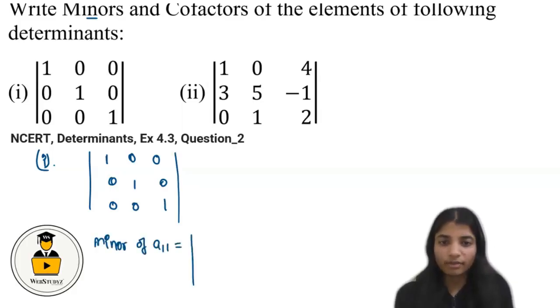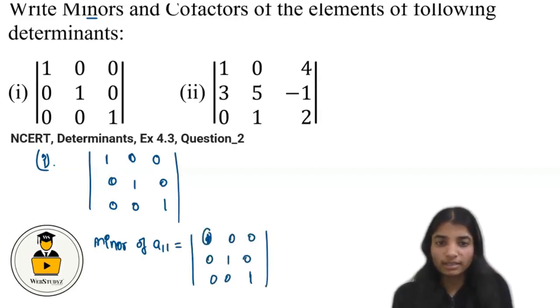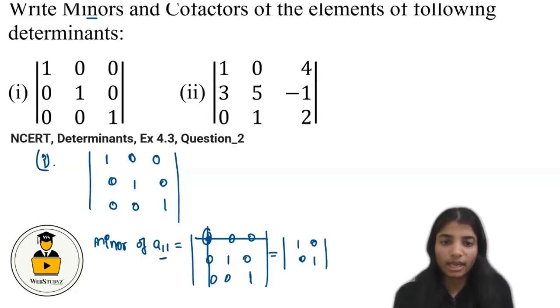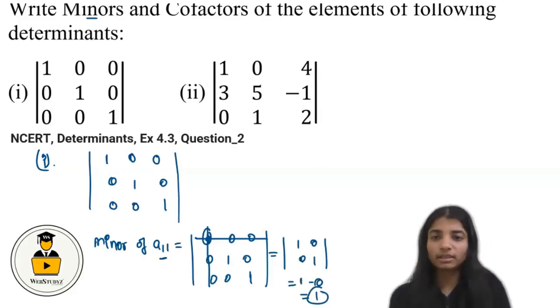The minor of A11 becomes equal to, let's write the determinant, 1 0 0, 0 1 0, 0 0 1. So the 1 lies in this line. Cancelling the row and the column, we are left with the determinant 1 0 0 1. The determinant of this is the minor of A11, which is 1 minus 0, that is equal to 1. So the minor of A11 is 1.